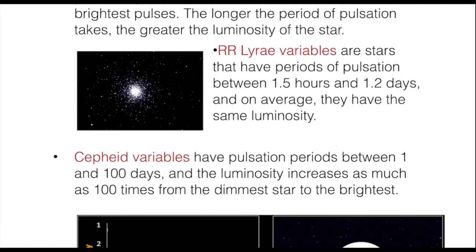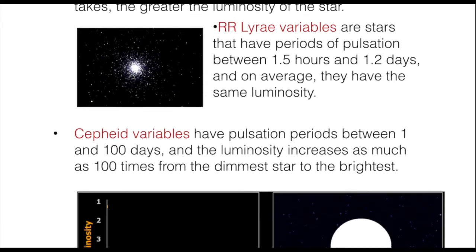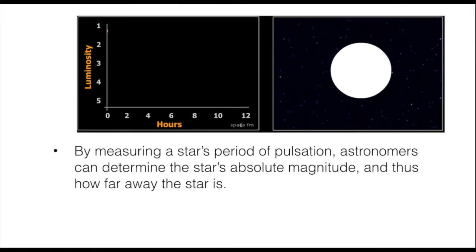As you look at them, they are simply going to get bright and dim, bright and dim. And then the math is simply that by measuring how long the pulse takes, they can determine the absolute magnitude of the star. And if you know the absolute magnitude of the star, you can find the distance from the Earth. That's the idea.